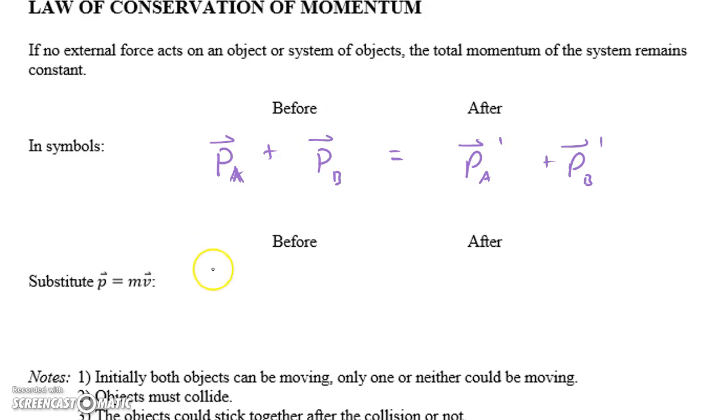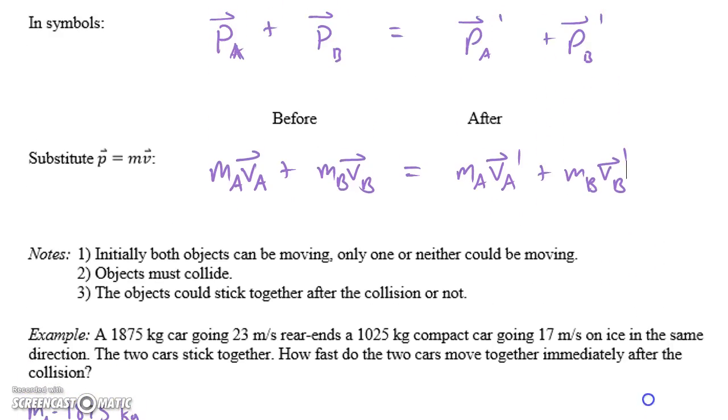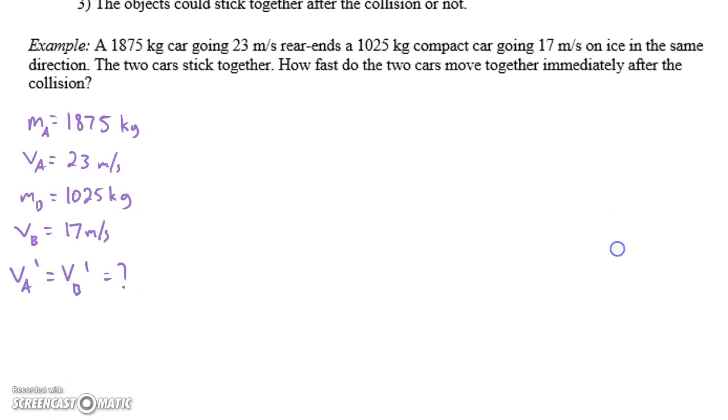We can put in mv, where we have m_A v_A plus m_B v_B, and our after would be m_A v_A prime plus m_B v_B prime. Doing these problems, one thing you're going to notice very soon is how much writing you're going to have to do. There's really just no way around that because there are so many different variables. So let's take a look at this example here where we've got one car rear-ending another car and then they stick together afterwards.